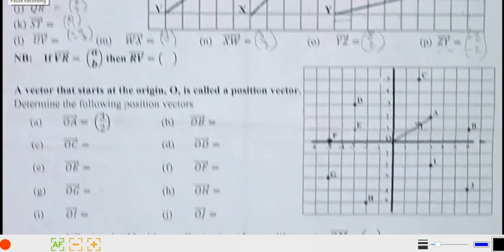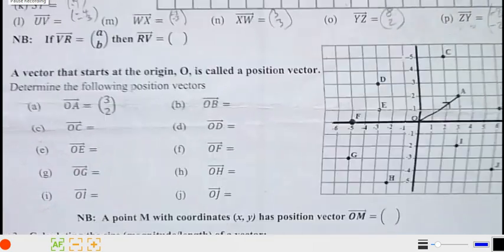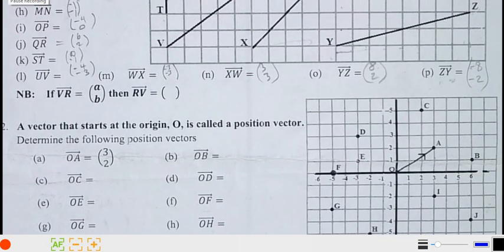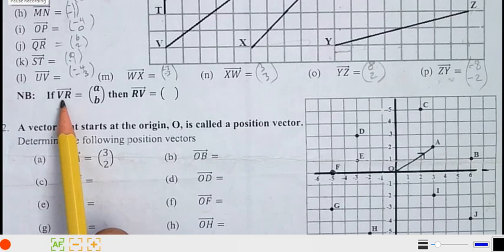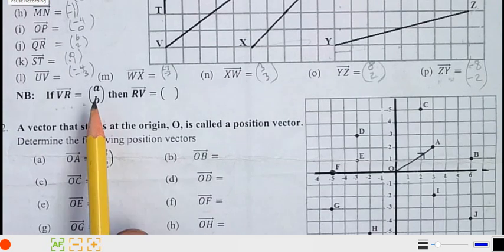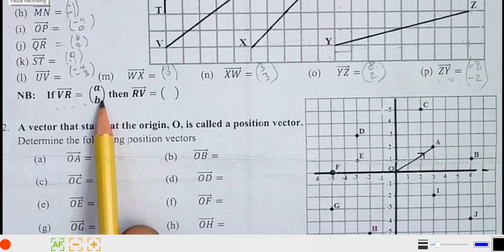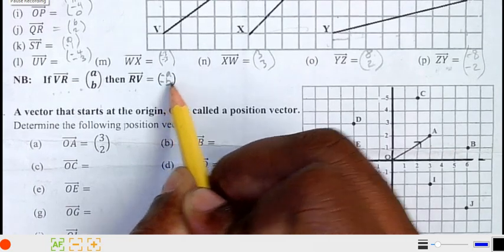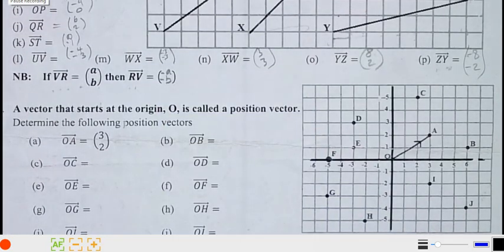Okay, now we are at this part. Here's what it says. We want to make a generalization now. A generalization. So here we have if vector VR is equal to the components A, B, in other words, x being equal to A and y being equal to B, then vector RV is equal to what? Negative A, negative B. Everybody get that? Just simply change the sign. We're going the opposite direction.